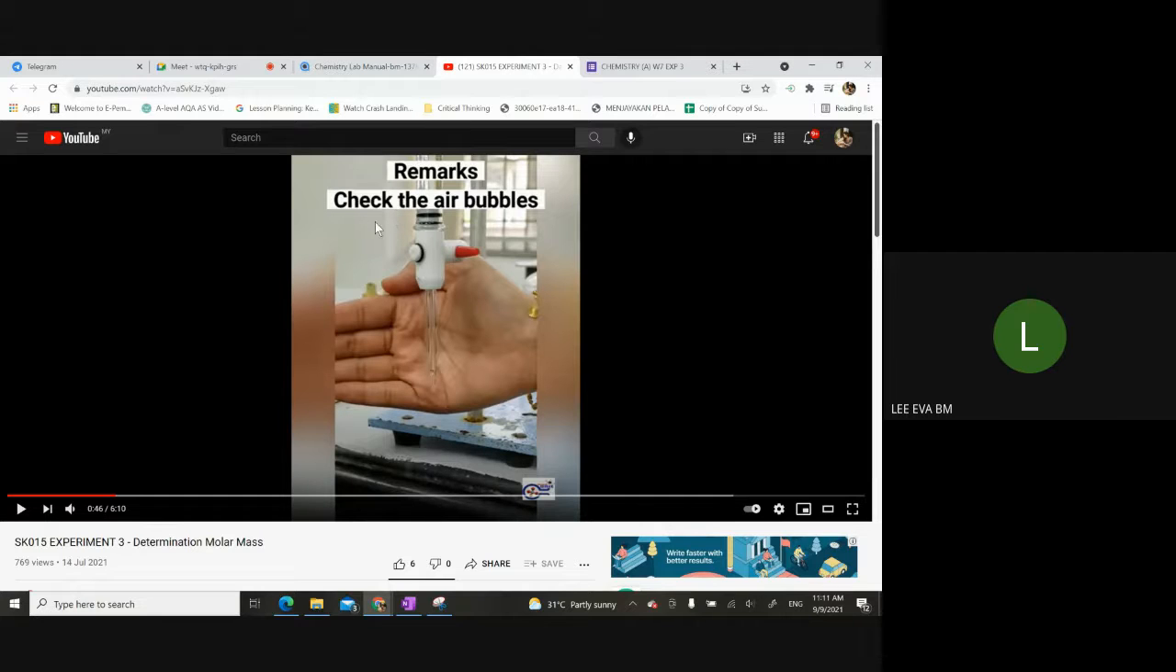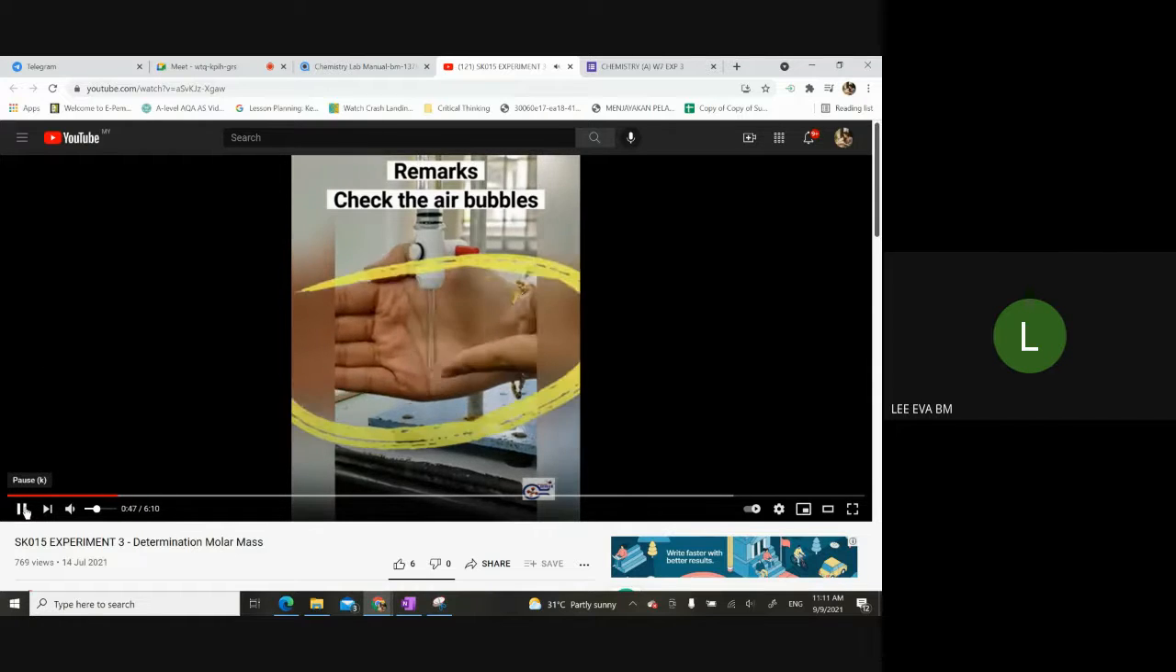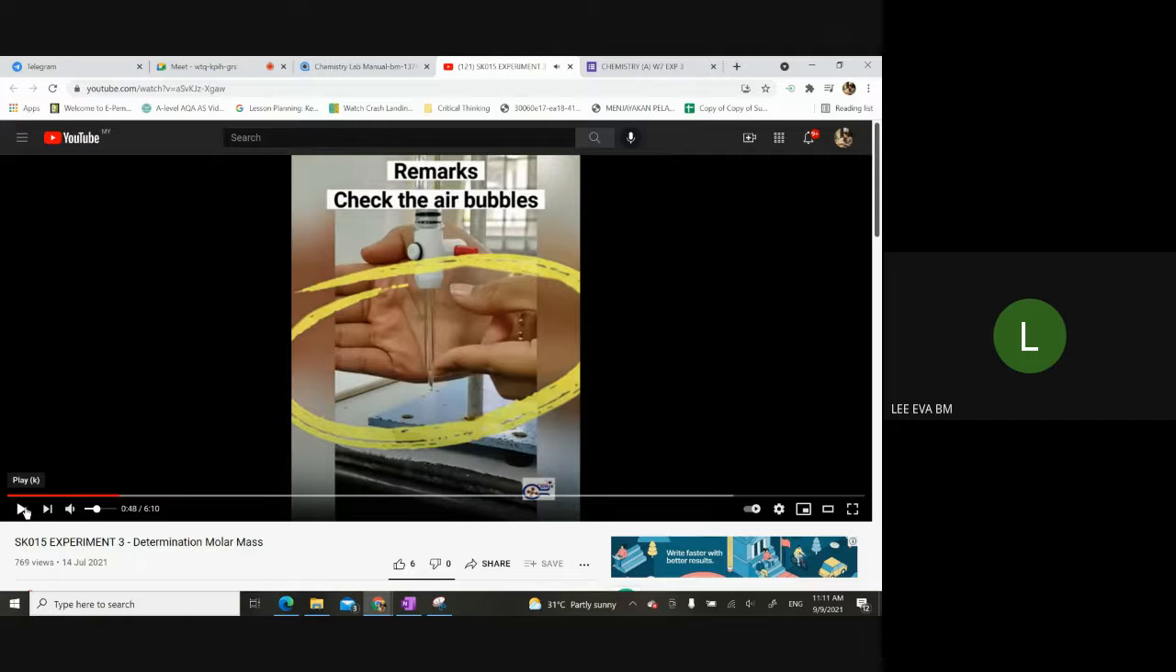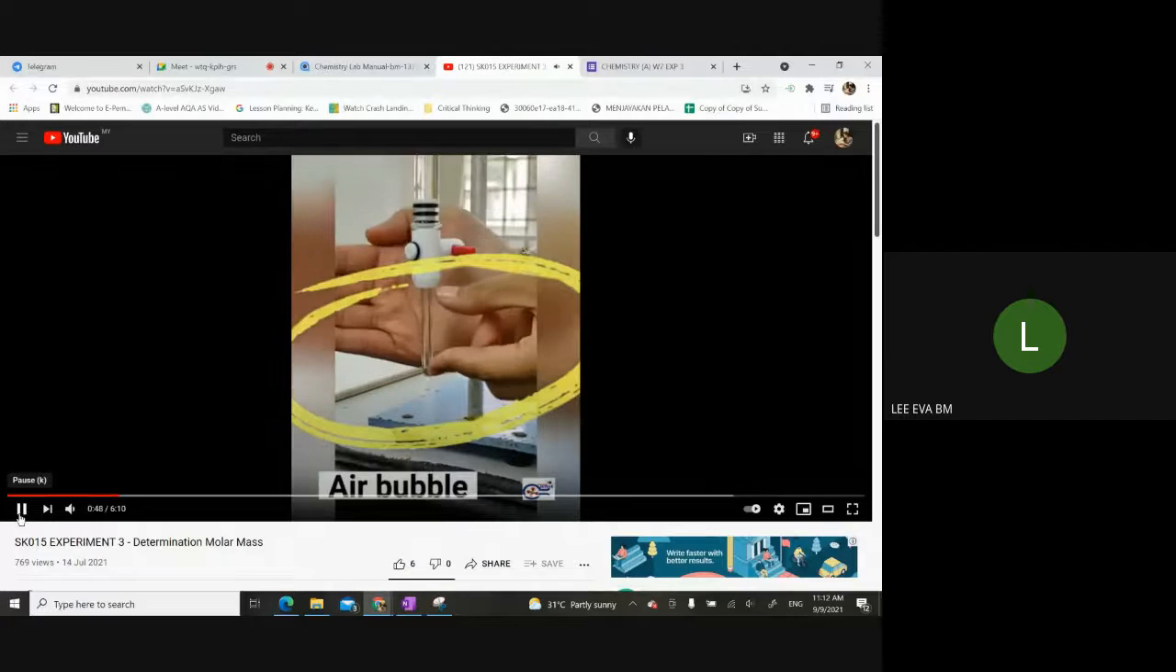how to remove the air bubble. Okay, so the remarks over here, check your air bubbles. And how are we going to remove it? Very simple. So nampak dekat sini yang bulatkan dalam warna kuning sini ada air bubble. Cuma kita tak nampak sebenarnya, ini adalah, what is it called, some space in the burette, in the tip of the burette. So we have to get rid of this space. Otherwise, it will affect the reading.